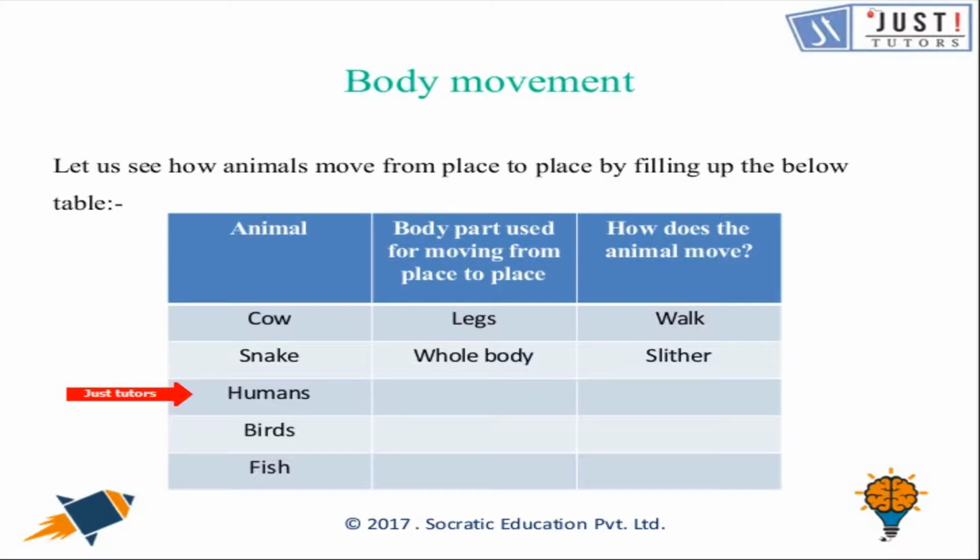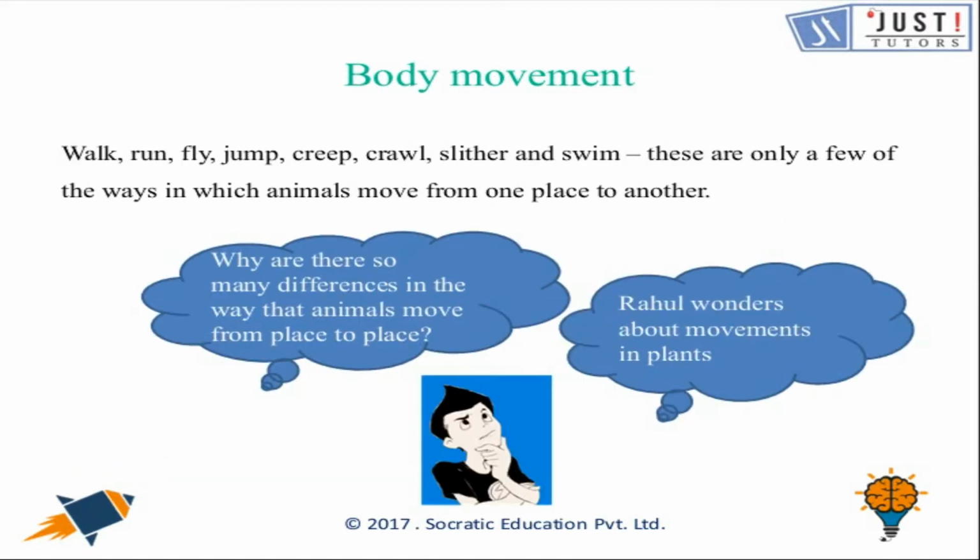Similarly, we've got two more animals on the list, birds and fishes. Try to pause the video and think about which part of the body do these animals use to move from one place to another. So if we talk about body movements, different animals can walk, run, fly, jump, creep, crawl, slither and swim to move from one place to another.